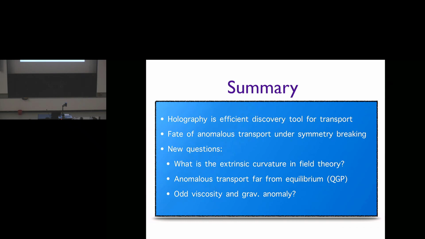Karl, about this question, that was precisely one thing I was going to ask. So, this extrinsic curvature is the one of the boundary in your case, in your system?